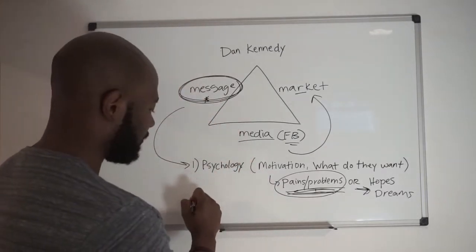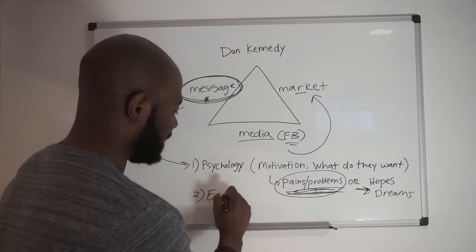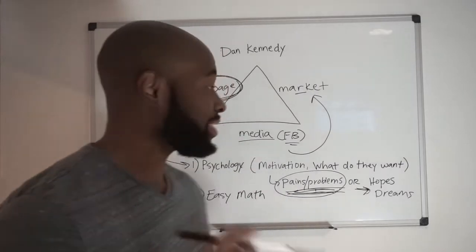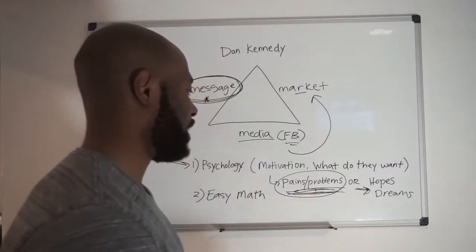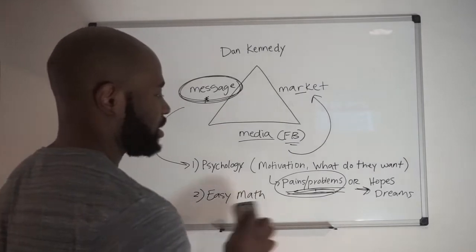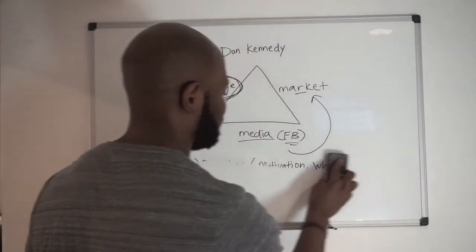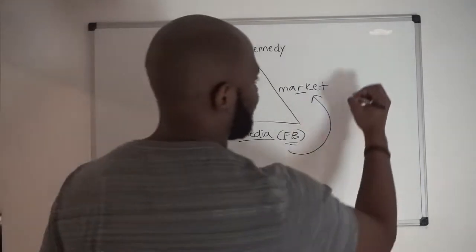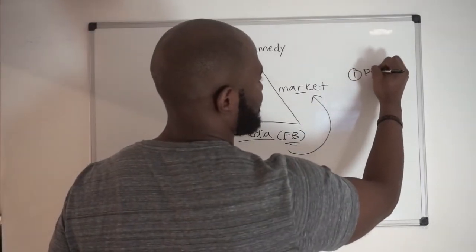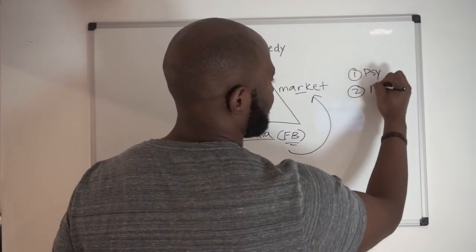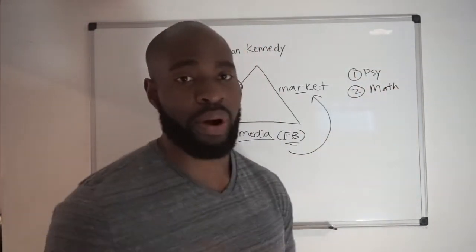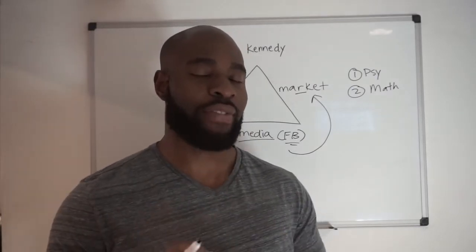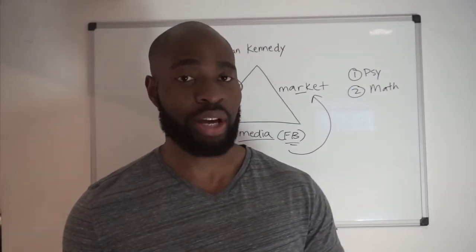The second part, I'm going to title it Easy Math. All right, Easy Math is the second part of this message, okay? And let me kind of clear out some space here. So remember, guys, psychology is one. I'm actually going to sum it up here. So number one, Psy. Number two, Easy Math. Okay, so what do I mean by that? It's as simple as this. You want the numbers in your advertising to work before you start to scale something up.